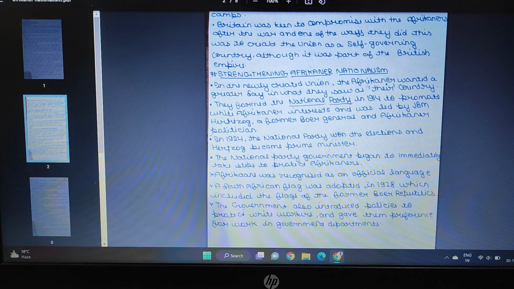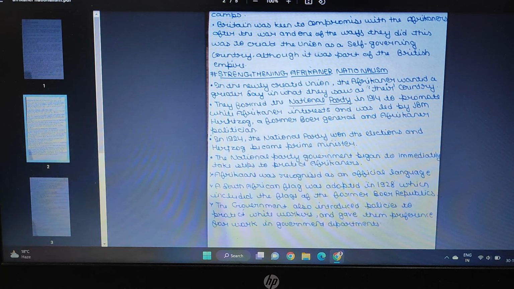The National Party government began to immediately take steps to protect Afrikaners. Afrikaans was recognized as an official language. A South African flag was adopted in 1928, which included the flags of the former Boer republics. The government also introduced policies to protect white workers and gave them preferences for work in government departments.